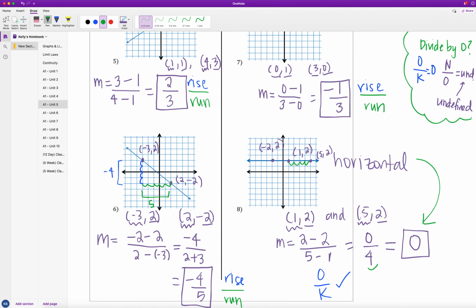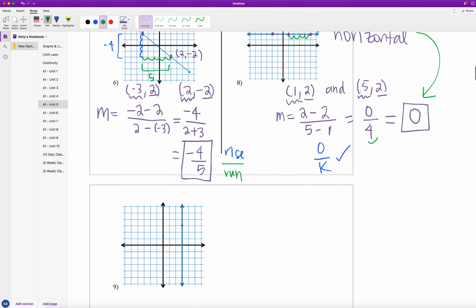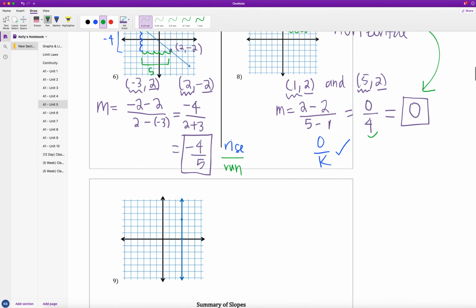Okay, let's look at one more example, and then we're going to do a summary of our different types of slopes, because so far we've seen a positive slope in example 5, a negative slope in example 6 and 7, and then a 0 slope in example 8.